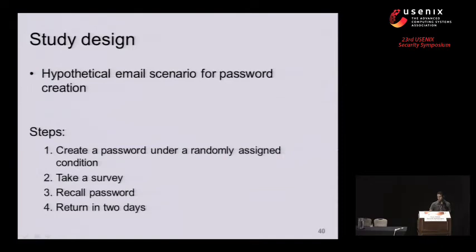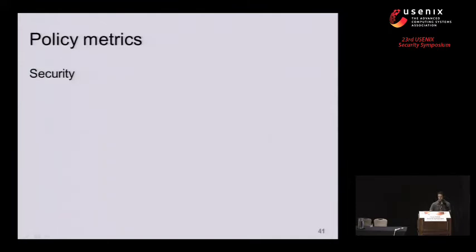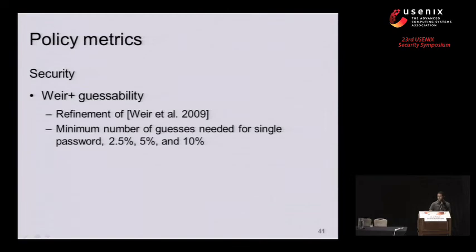Next, I'll describe our metrics. For security, we have 2 main metrics. The first is a guessability measure we call WEIR+. This is a refinement of the guessing algorithm from Weir et al. and is described in more detail in the paper. We can use this algorithm to measure the number of guesses needed to find the weakest single password in our sample, and then to guess 2.5%, 5%, and 10% of our samples.